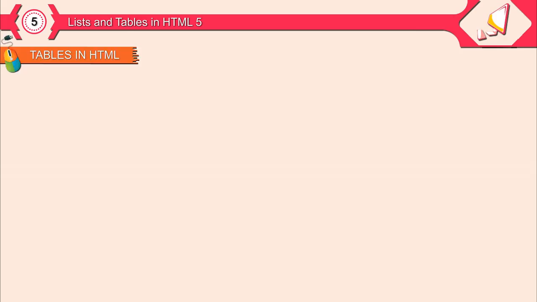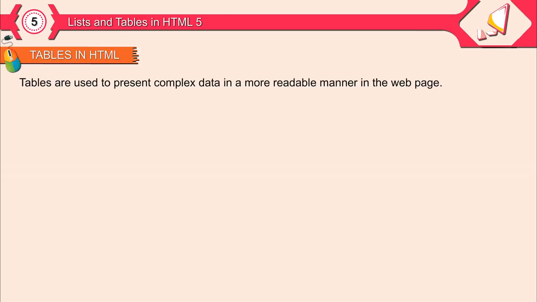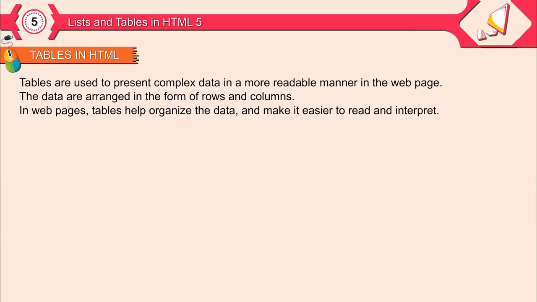Tables in HTML. Tables are used to present complex data in a more readable manner in the web page. The data are arranged in the form of rows and columns. In web pages, tables help organize the data and make it easier to read and interpret.